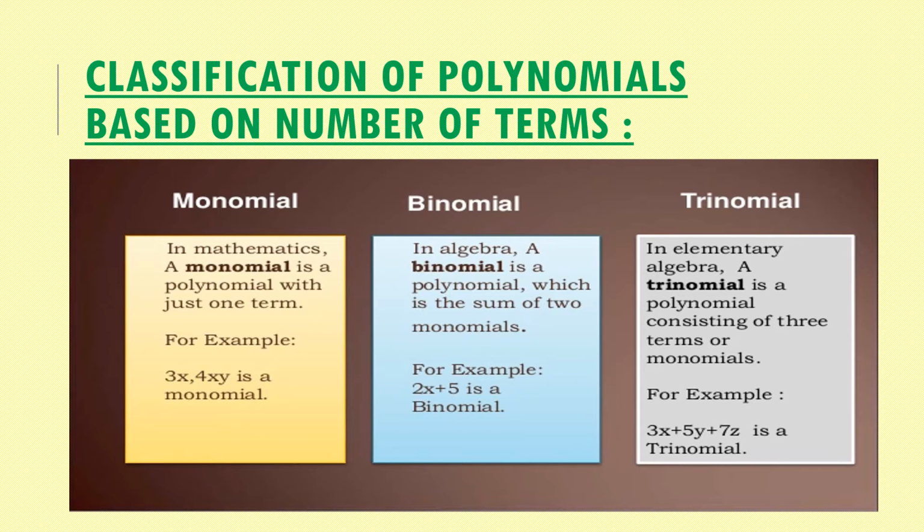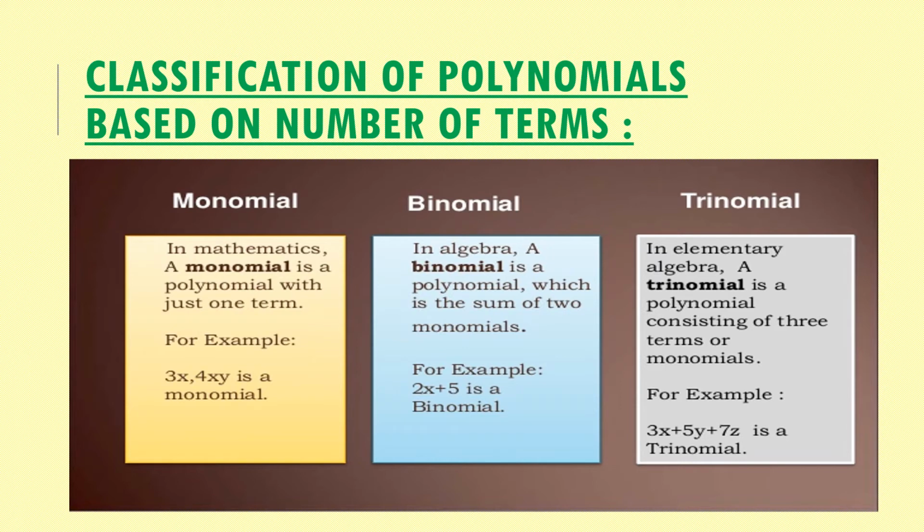Binomials. Bi means two. So a binomial is a polynomial which is the sum of two monomials. That is 2x plus 5. Here 2x is one monomial, 5 is a constant. We can write 2x plus 3y as another example for binomial. Or you can easily tell that a binomial is a polynomial which has two terms. Some more examples we can consider: 3t plus 4t to the power 5, 2x plus 5x. These are some examples for binomials.